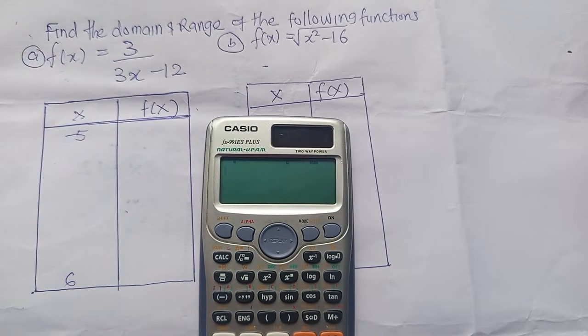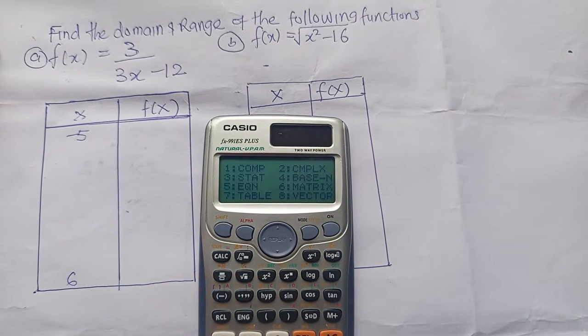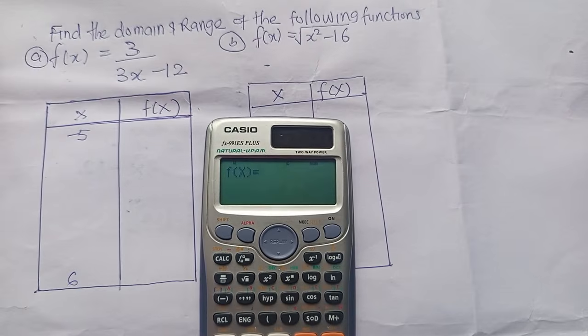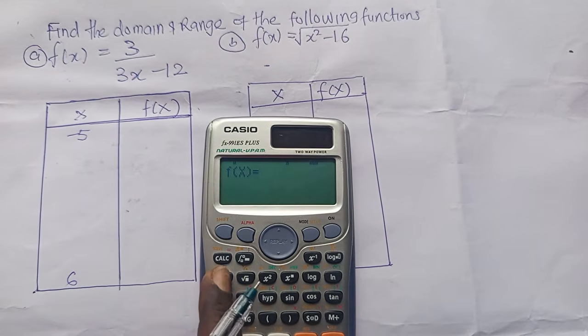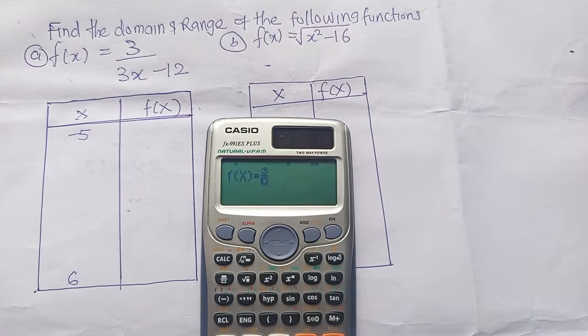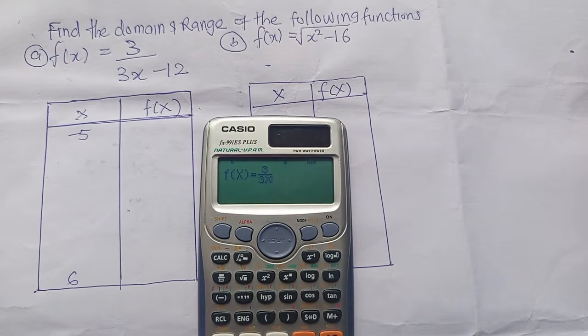Step 1 is to press your mode. You see something like this appear on your calculator. Now press number 7, which is table, to show f(x) equals to, meaning what value do you want to put there. Then you input your value. Your numerator is 3, divided by the denominator 3x minus 12. To bring x out, you press alpha, close bracket, then minus 12.